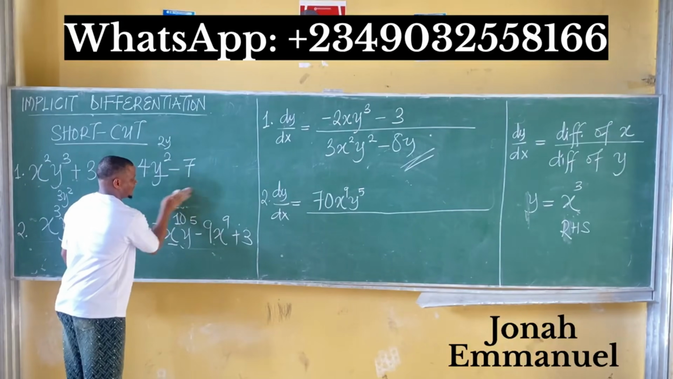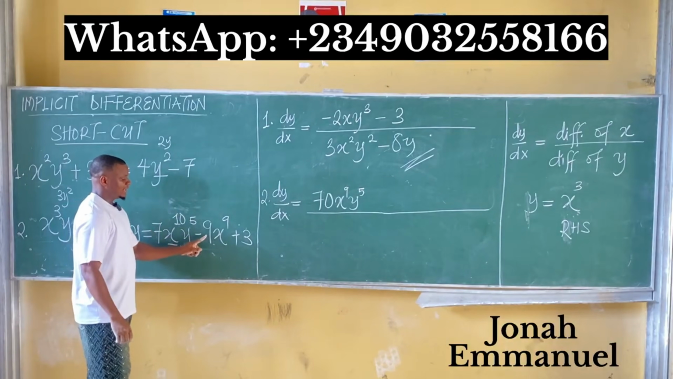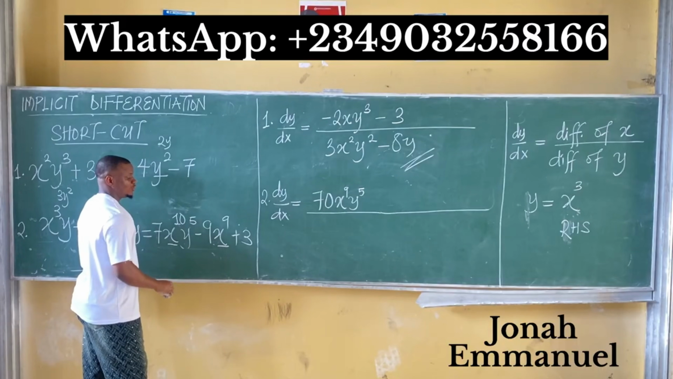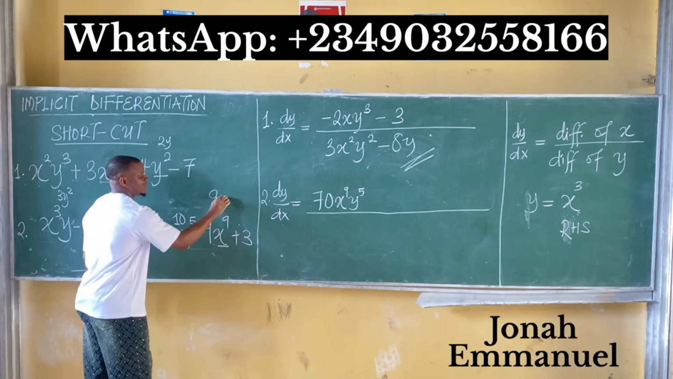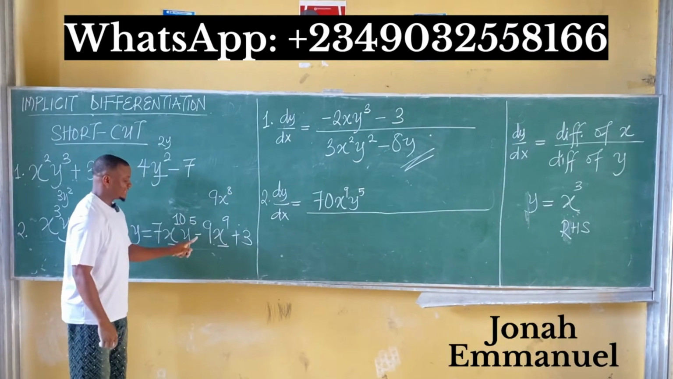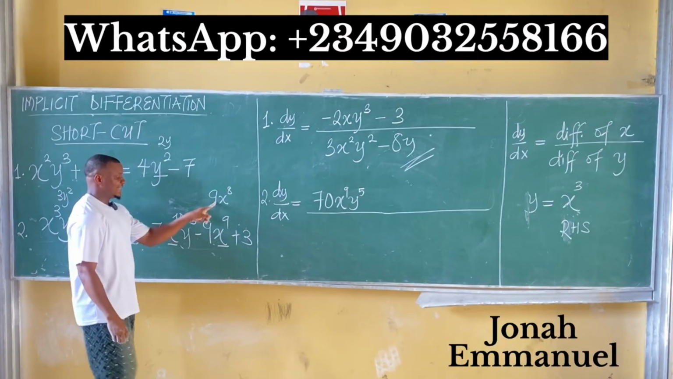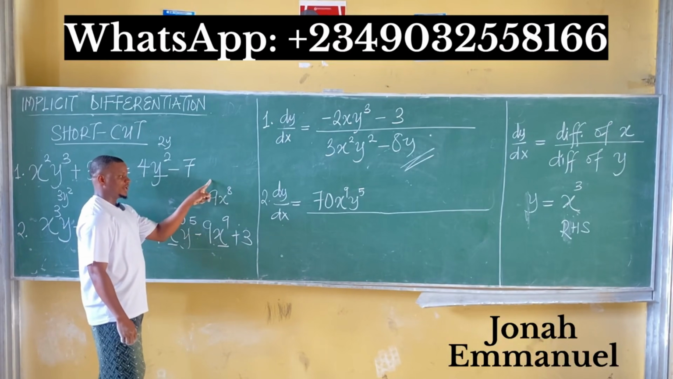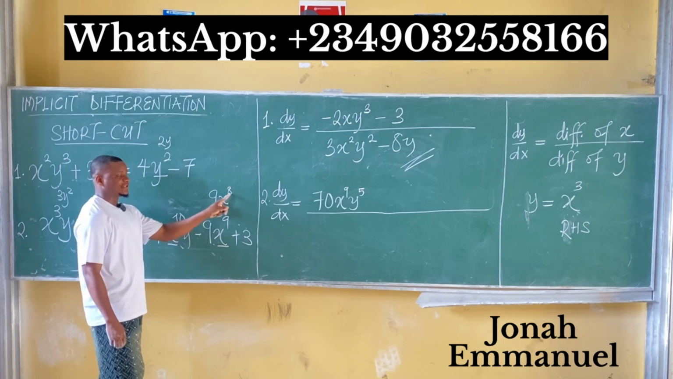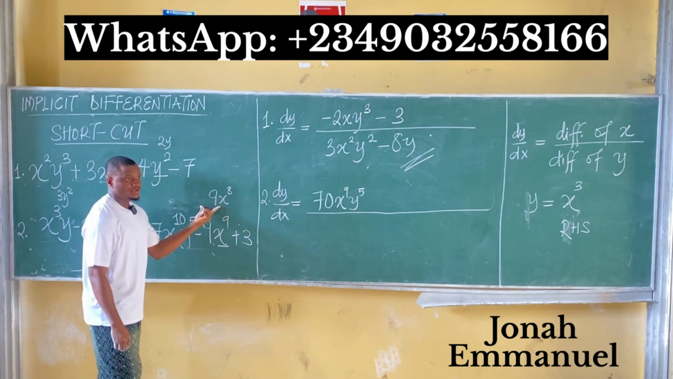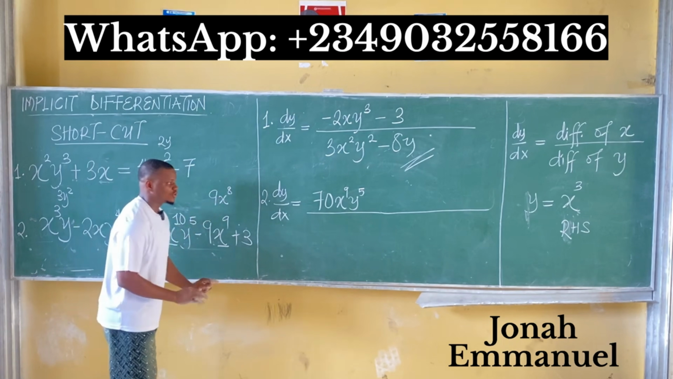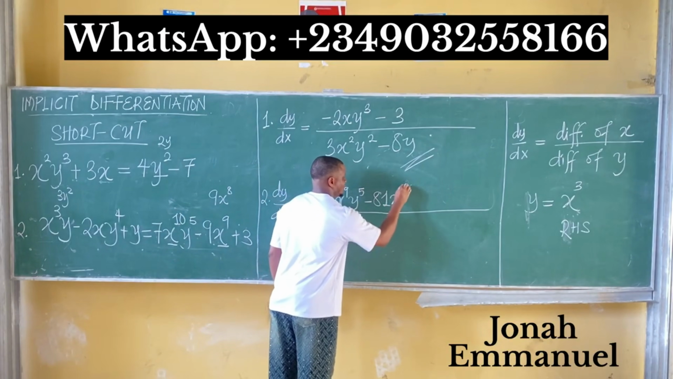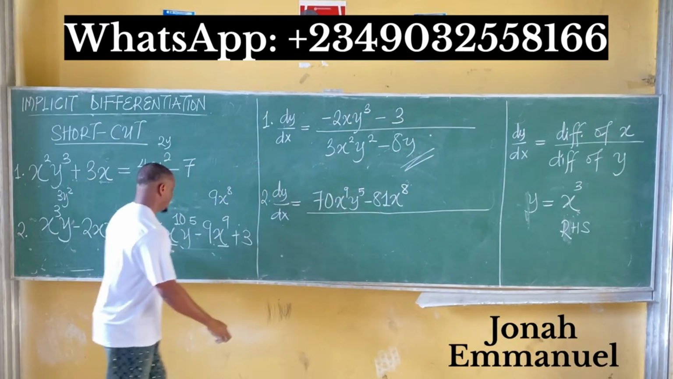Come to this one here. 9x to the power 9. Differentiate x to the power 9. What do you get there? 9x to the power what there? 8. What's the sign here? 9 times 9. So it becomes minus 81x to the power 8. Will the sign of x change? No. It's in its natural position. So it becomes minus 81x to the power 8. So I'm done with the x.